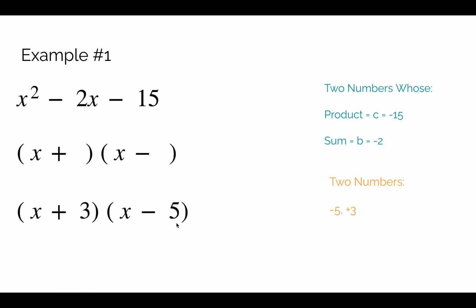And we know that this is the right answer because if we expand these two brackets, we will get the original expression. x times x equals x squared. x times negative 5 equals negative 5x. 3 times x is equal to 3x. And negative 5x plus 3x is equal to negative 2x. And 3 times negative 5 is equal to negative 15. So we know we have done our factoring correctly.